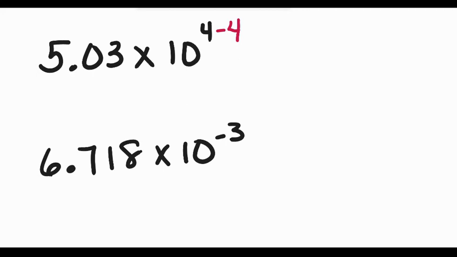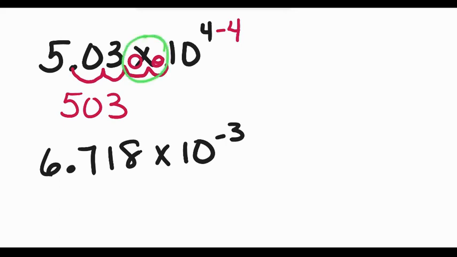If I subtract 4 place values on the exponent, I have to add 4 place values here. And where there is no number, I'm going to put in a 0. So this number would become 503. And notice these 2 zeros here, they would go here. So it would become 50,300.